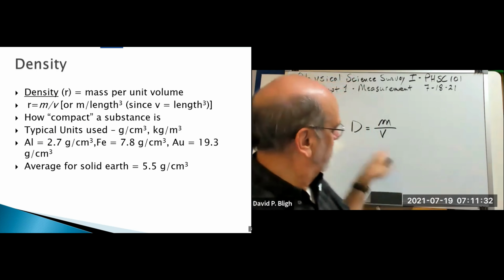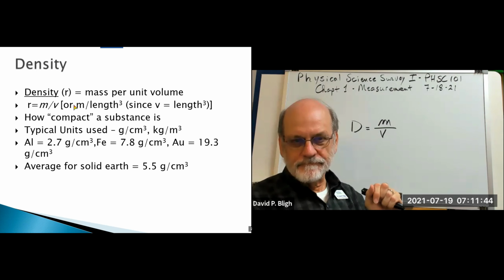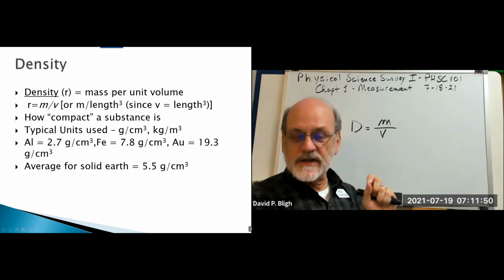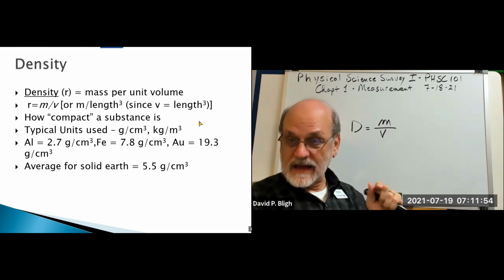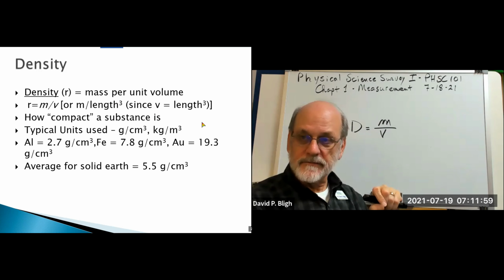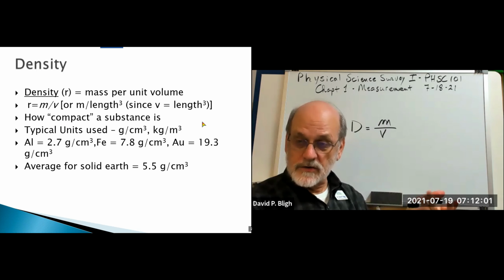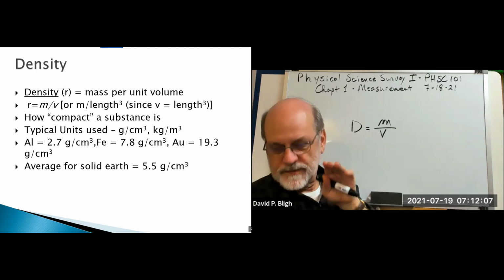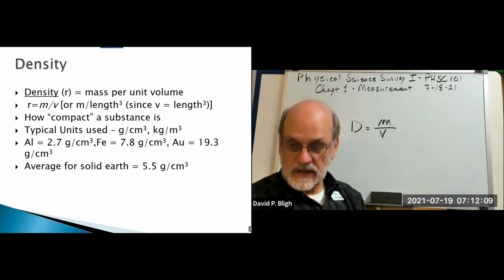So R equals mass divided by volume, right? So if the standard is length, then the volume would be cubic length. If you measure the volume in terms of centimeters, then it would be cubic centimeters, right? Height, width, depth gives you a volume.